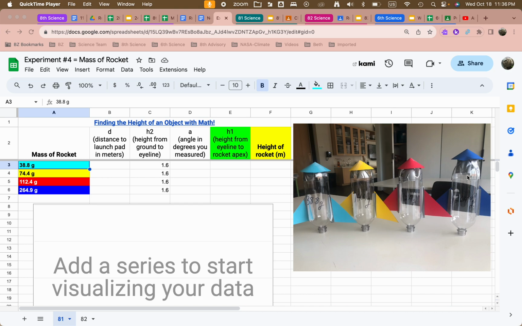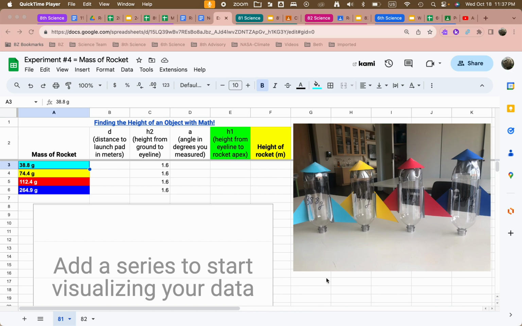The reason I made these rockets was just trying to control for the other variables. I'm trying to make the only variable here the mass of the rocket. So I tried to make the cones the exact same size. I put 2 wings on each rocket. They are all the exact same size. I tried to make them as similar as possible. They are going to be filled up with 500 milliliters of water, and we're going to see which one goes the highest.